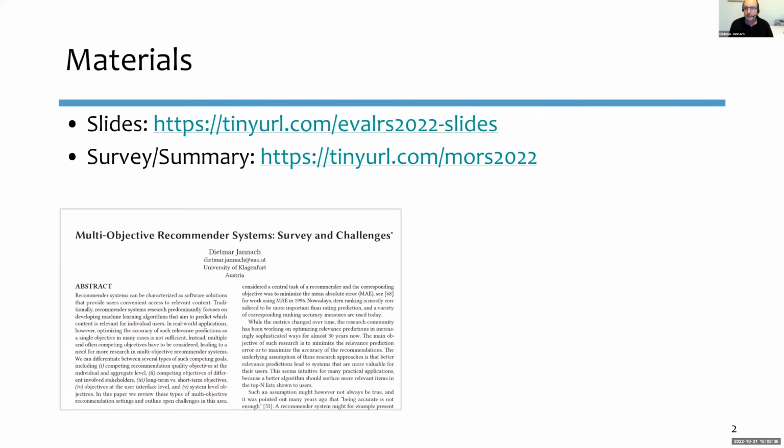The slides can be found online under tinyurl.com EvalRS 2022 slides. I also put together an extended abstract, like 4 or 5 pages, and the talk will be based mainly on this. It's also on tinyurl Morse 2022, which is another event on multi-objective recommender systems.